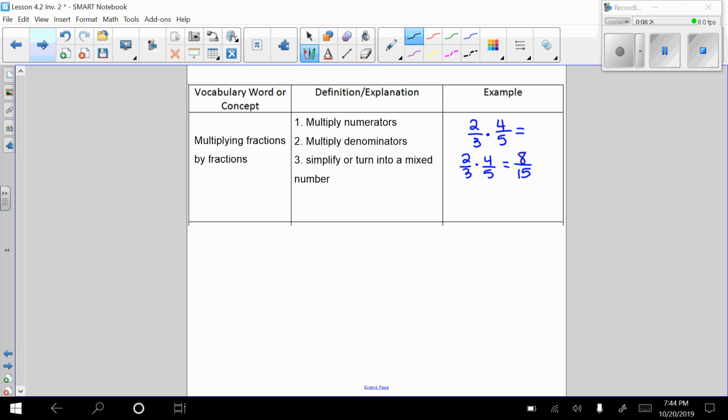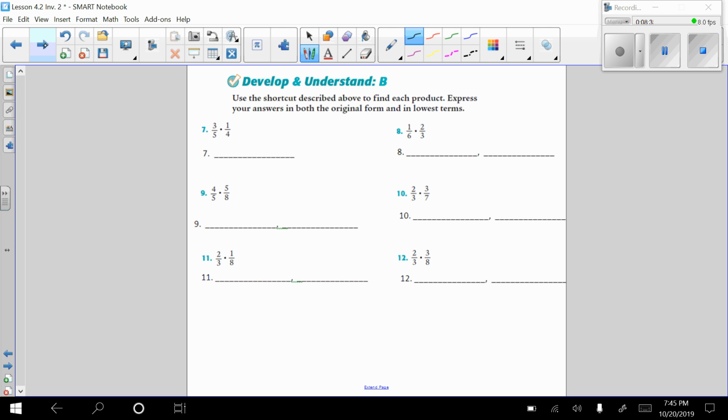So remember, vocabulary words are important. So part of your vocabulary word is multiplying fraction by a fraction. That means you're going to multiply the numerators, multiply the denominators, and simplify it or turn into a mixed number if possible. Let's look at some more problems to try. In this case, we have 3/5 times 1/4. Well, 3 times 1 is 3, and 5 times 4 is 20. In this case, we can't simplify, so we're done.